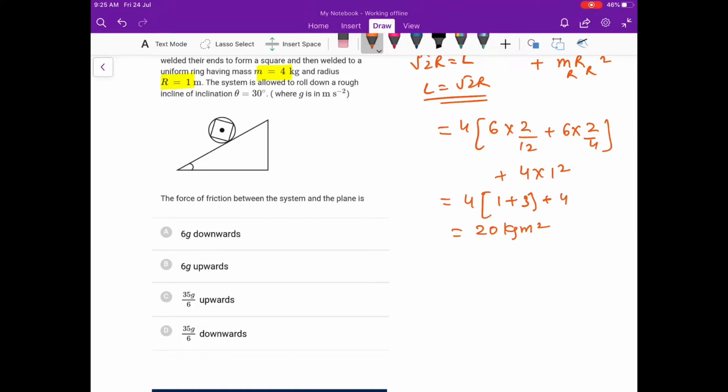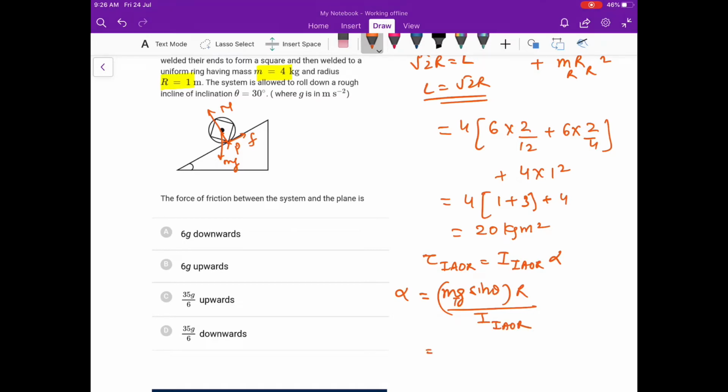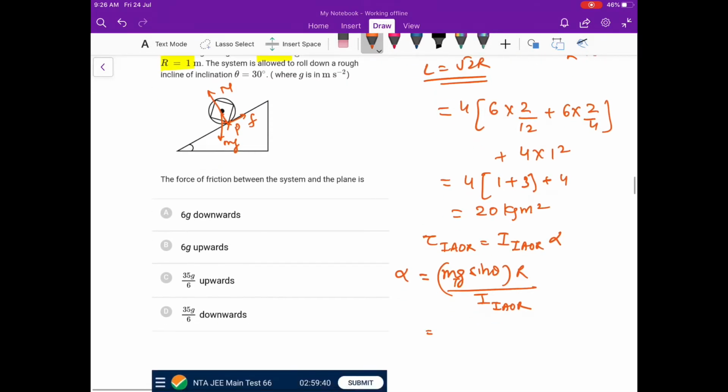Now let me take this about the IAOR, let's call this point P. If I take torque about IAOR, I can write it as I about IAOR into alpha. So I can find alpha. Friction torque will be 0 because it acts upwards through that point, normal torque is 0, only the torque of mg sin theta acts. So alpha is mg sin theta into r divided by I about IAOR. Total mass here is 6 fours are 24 plus 4, that is 28, so 28 g into 1 by 2 into r, which is 1, upon I about IAOR.